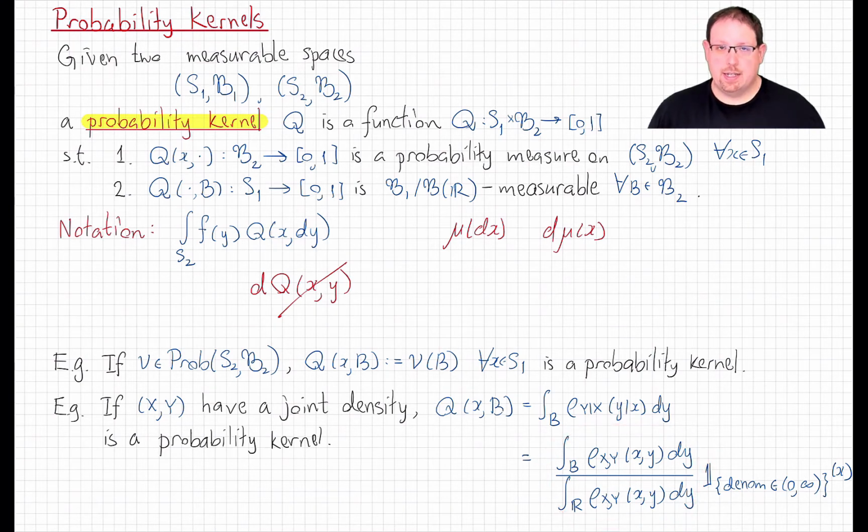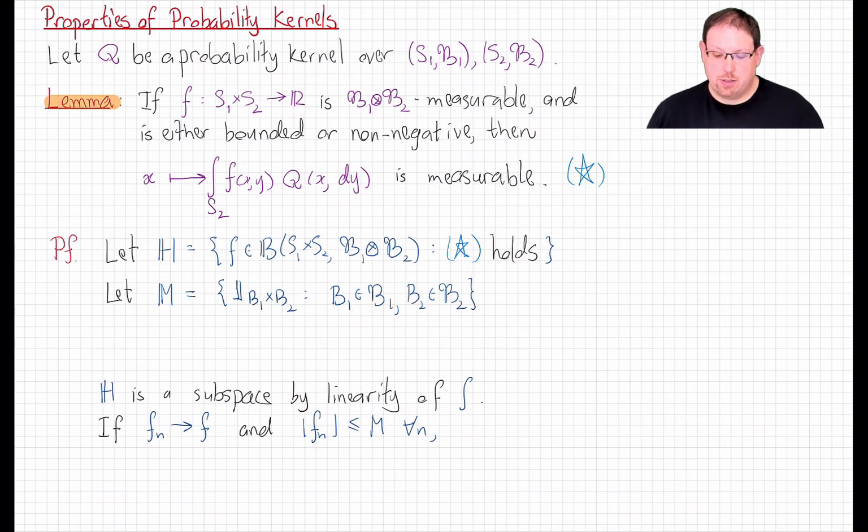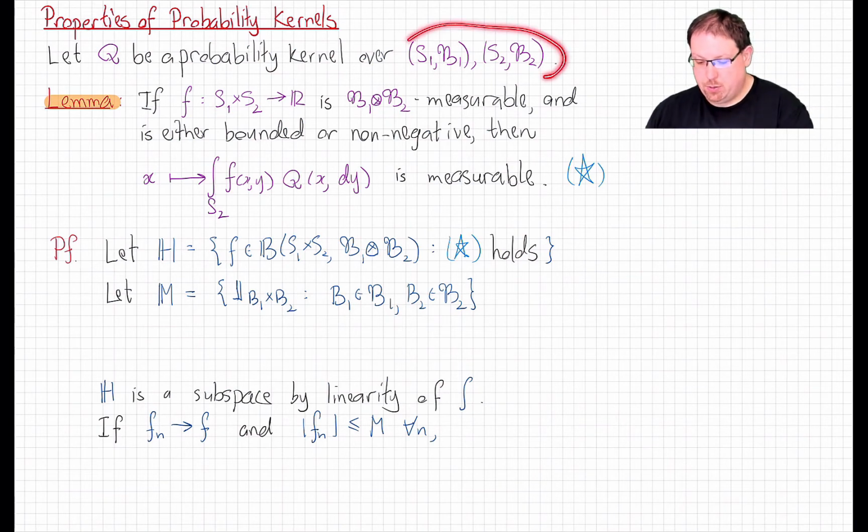Now I'd like to take some time to be careful here and consider how these probability kernels behave. So we're going to state and prove several basic properties that are similar to basic properties for probability measures that we proved back in the early parts of this full year course, just so that we have a firm handle on how they work. Throughout, Q will denote a fixed probability kernel relative to two measurable spaces, S1, B1 and S2, B2.